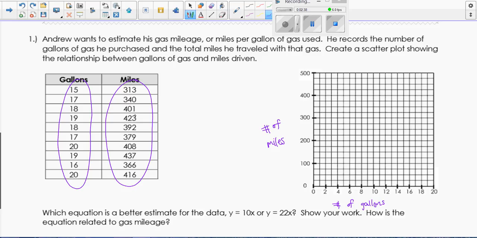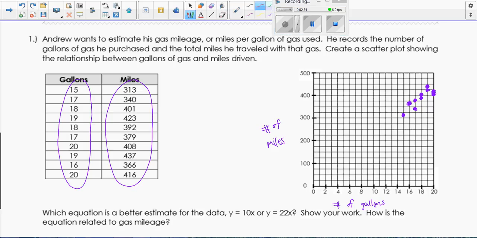Okay, so why don't you plot those points? Go ahead, pause it, plot those points, and you can unpause it. Okay, so your data points should look something like this. It's just an estimate, so don't worry if they're not really close. But it should look all clumped together like this.